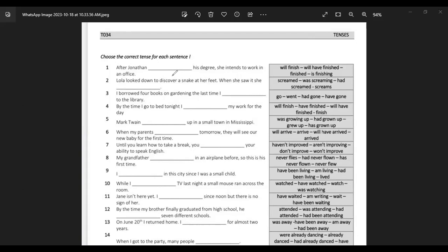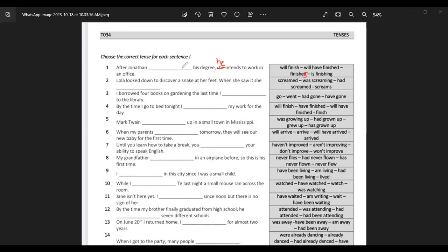After John, or after Jonathan will finish, will have finished. This should be finishes, is finishing. This is supposed to be not here. His degree, he intends to work in an office. Will finish, okay, let's try, each one on their own.